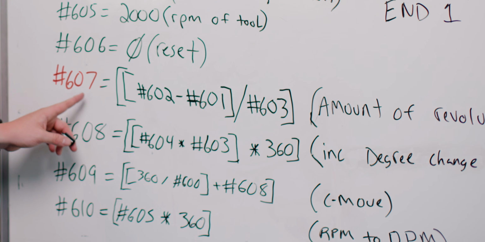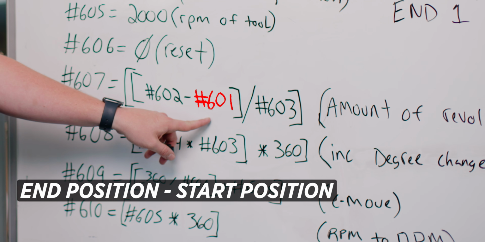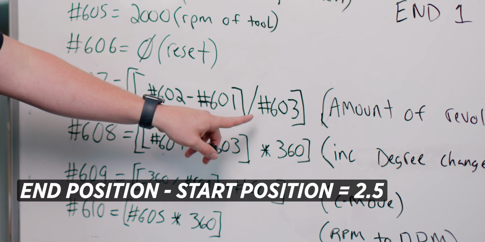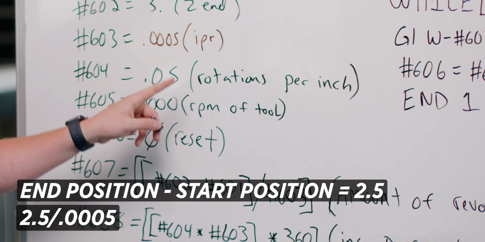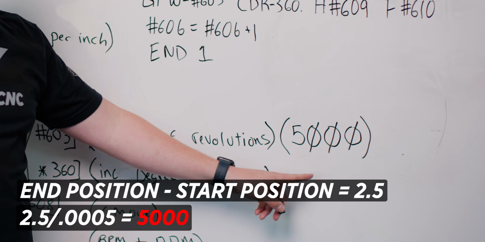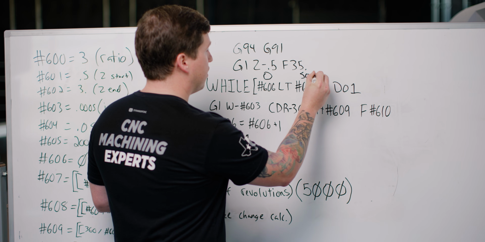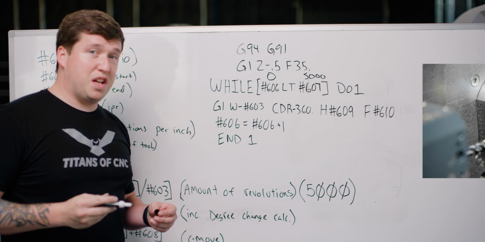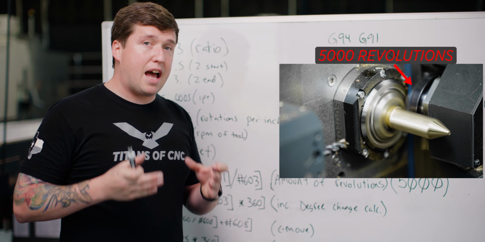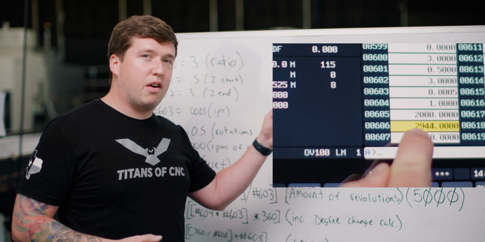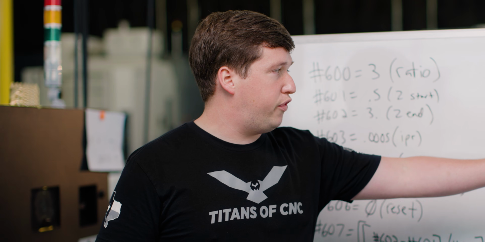So right here, 607, I actually took my end position minus my start position, which will get you 2.5, and then I divided that by pound 603, which is half a thousandths per revolution, which will get us 5,000. So that means 607 is actually going to be 5,000, which means this is going to do 5,000 revolutions of our polygonal tool before the macro is done. And you can actually watch this count on the control. It's crazy how fast this goes up. What else do we need to do? Well, we have a few things we have to figure out.